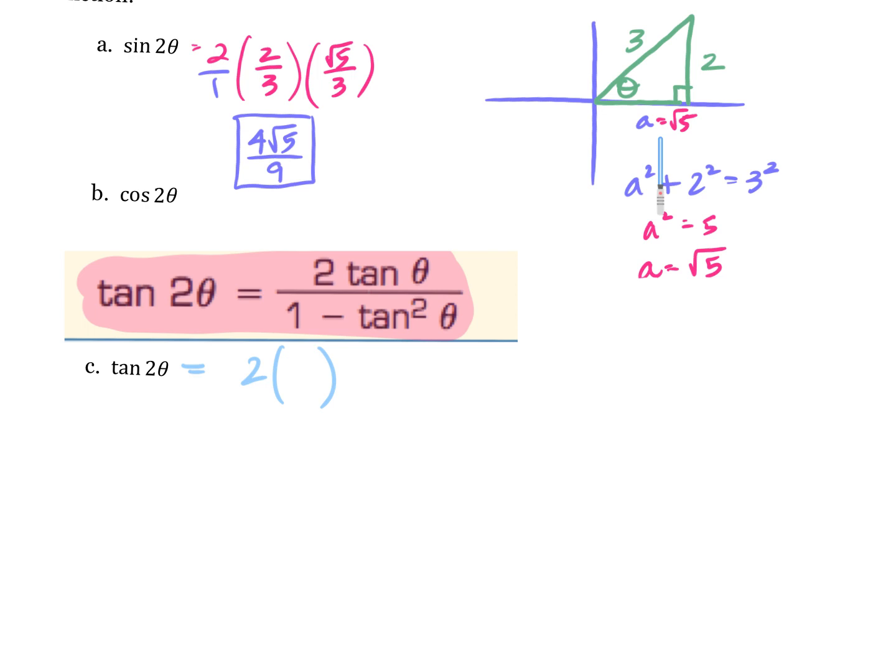Opposite over adjacent. Isn't it 2 over root 5? Yeah, opposite over adjacent. We can, but let's go ahead and leave it till we get to the final answer. Then we'll get rid of it.